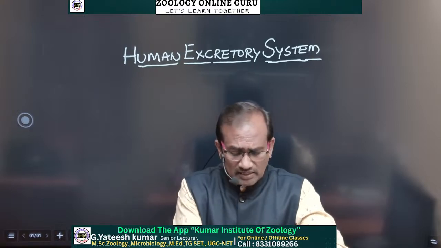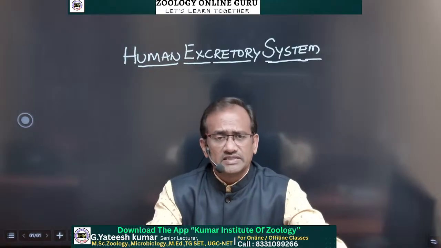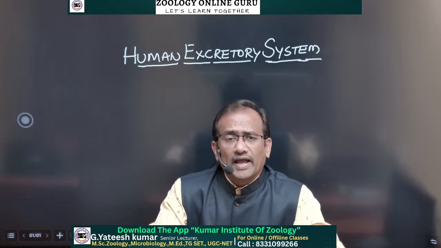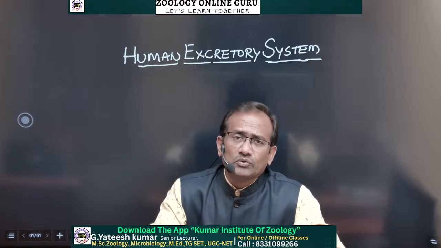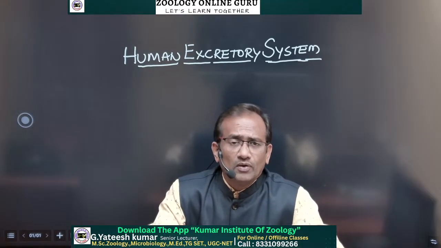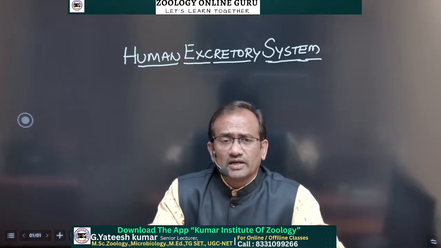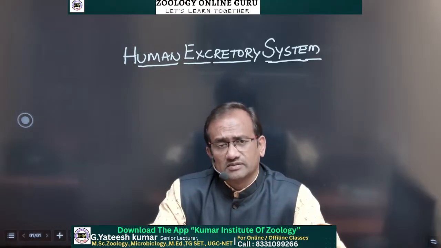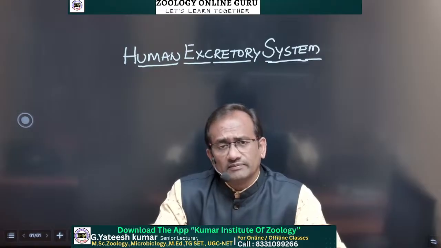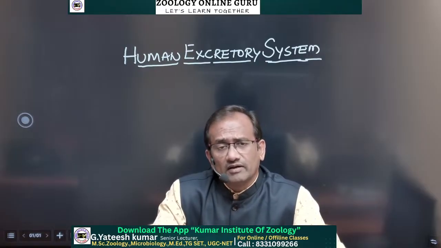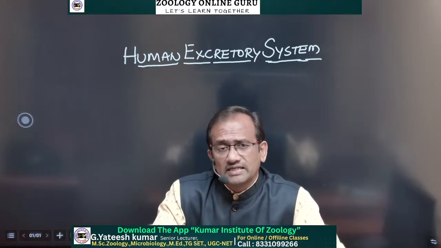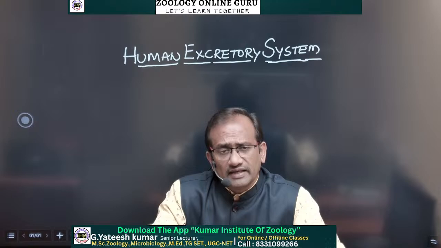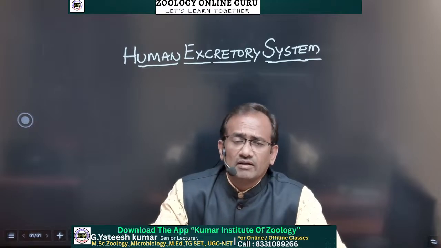Okay, in the last class, in part 1, we discussed the different types of excretory systems, that is aminotelism, ureotelism, and uricotelism. After that, we also discussed the different types of excretory organs: protonephridia, metanephridia, Malpighian tubules, and coxal glands, green glands, antennary glands. All of this we discussed in part 1.